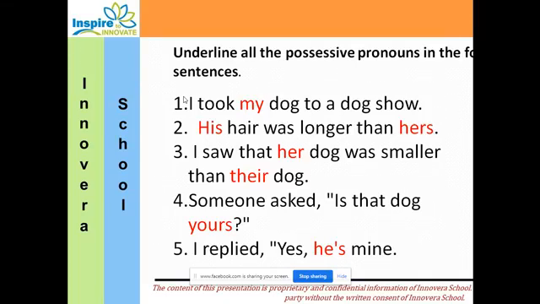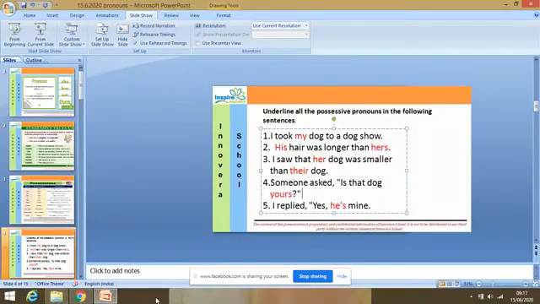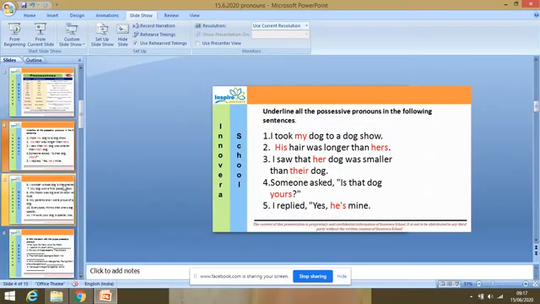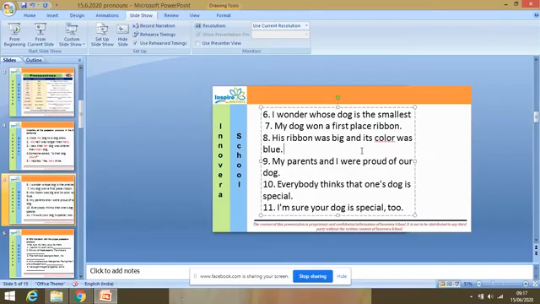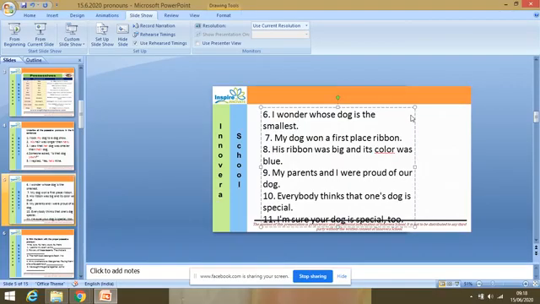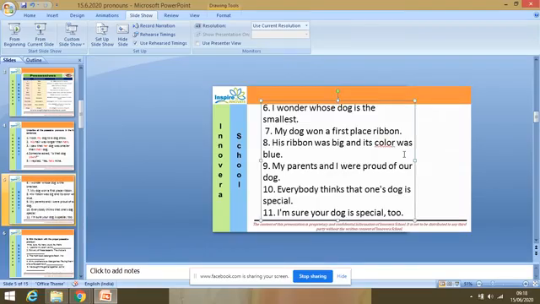Okay, children, have you understood? Should we solve some more? Yes? Let's solve some more. Now I expect you all to give the correct answer. See the sixth one. I wonder whose dog is the smallest? What is my question? I wonder whose dog is the smallest? What will be the possessive pronoun? Whose.